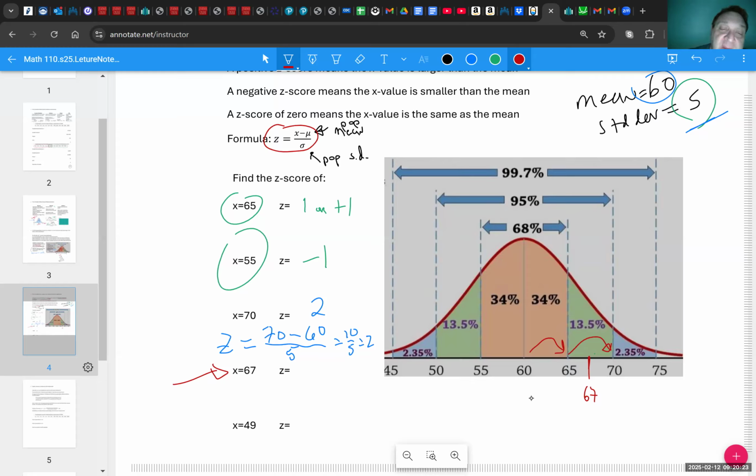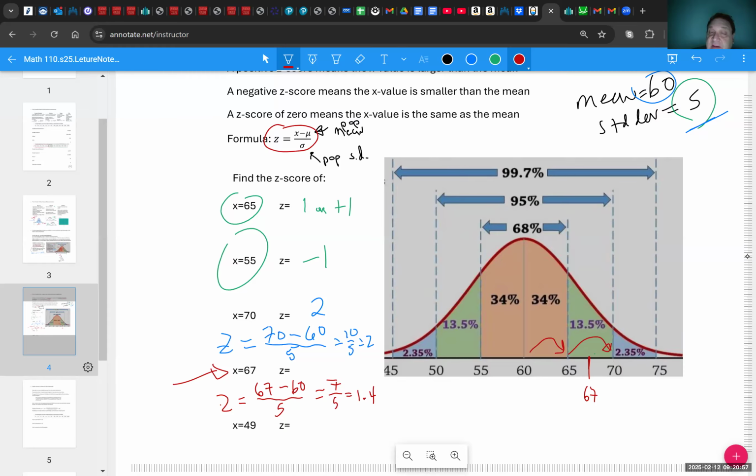We have a formula. So the z value, we take the x value, subtract off the mean, and divide by the standard deviation. The mean is 60, standard deviation is 5. So it's 67 minus 60 over 5. That would be 67 minus 60 is 7, divided by 5, and 7 divided by 5 is 1.4. So we know that the x value 67 has a z value of 1.4, which means it's 1.4 standard deviations above the mean.